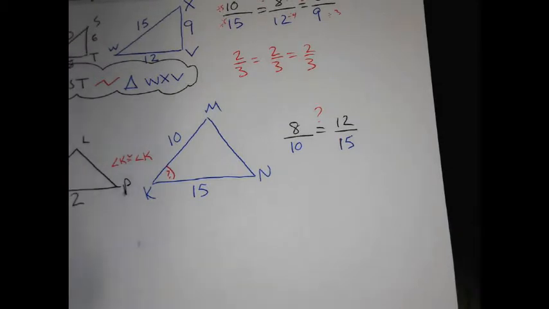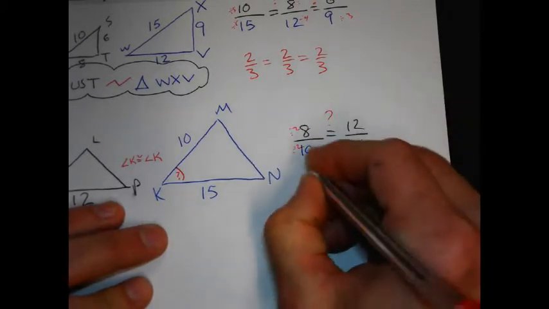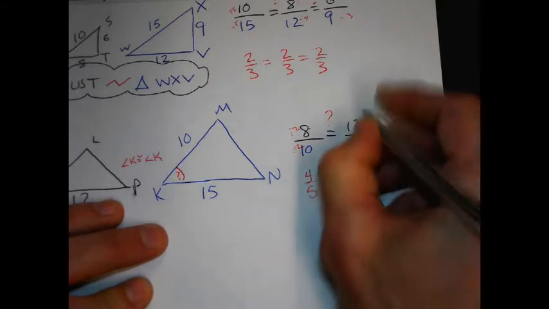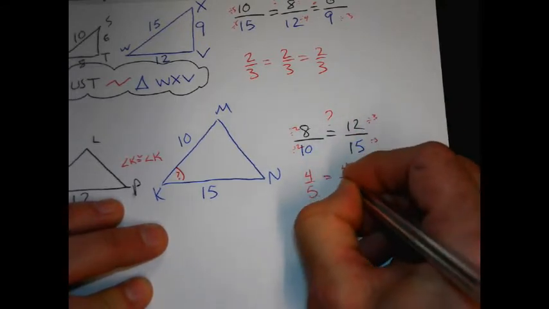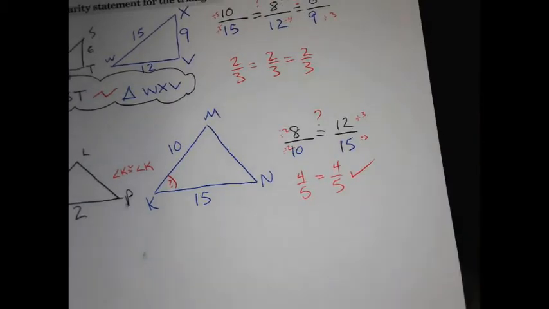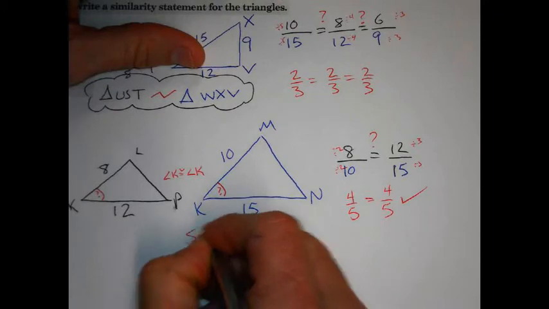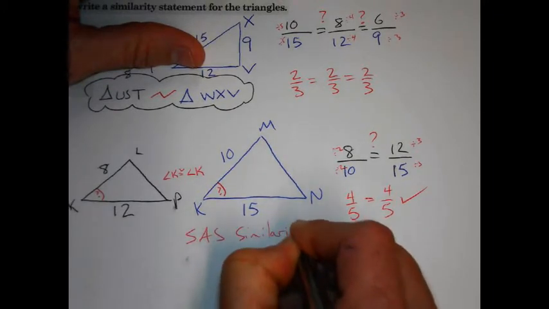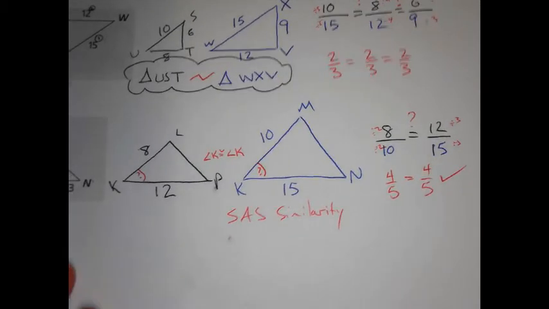Let's simplify each ratio. Okay, so 8 to 10, both are divisible by 2. That leaves us 4 to 5. And 12 to 15, both are divisible by 3. That leaves us 4 to 5. Winner, winner, chicken dinner. They are proportional. We do have side angle side similarity. The included angle is congruent. The sides are proportional. We do have similarity.